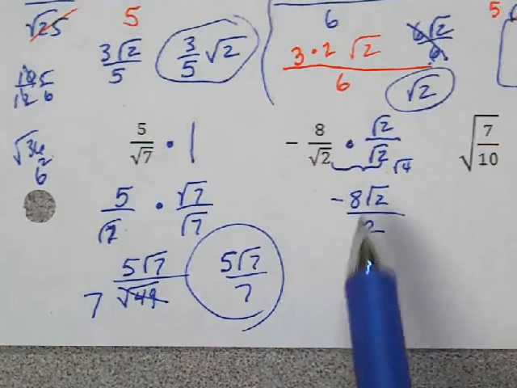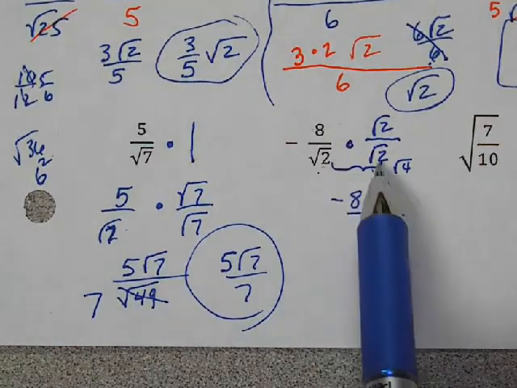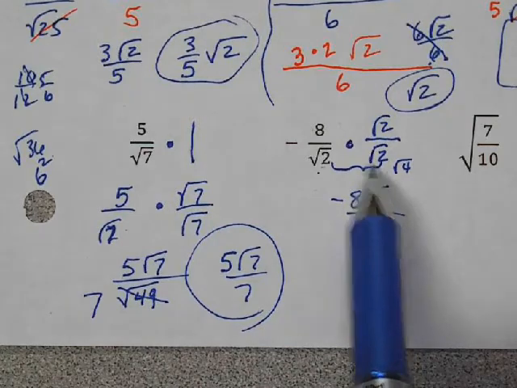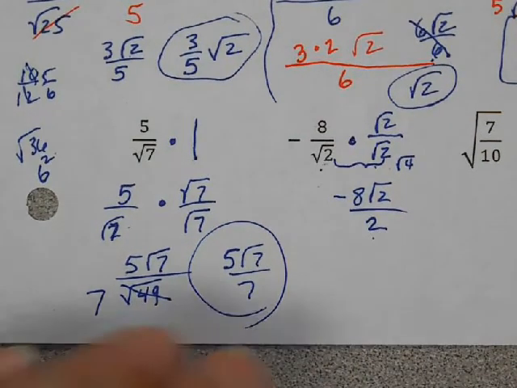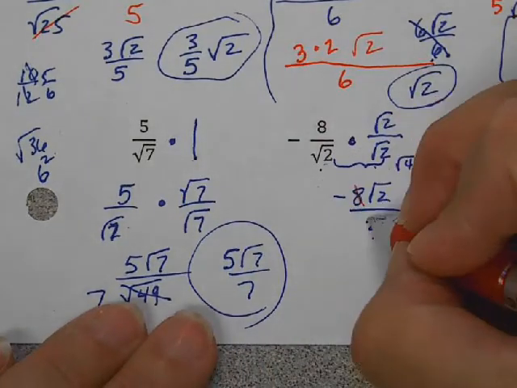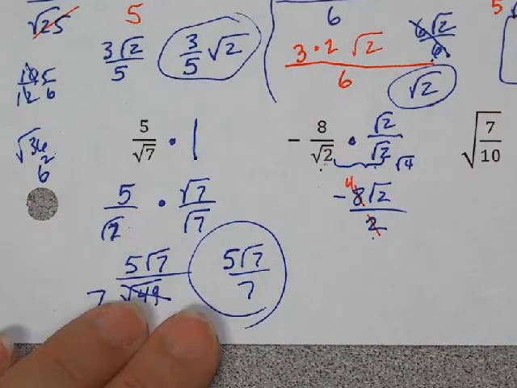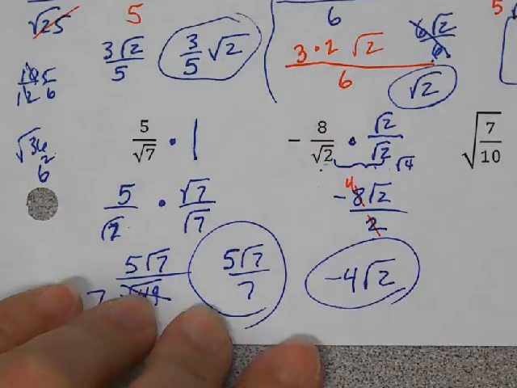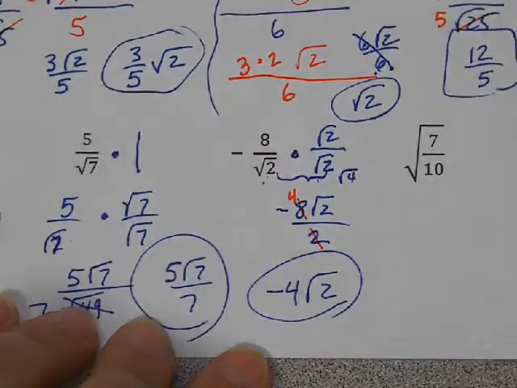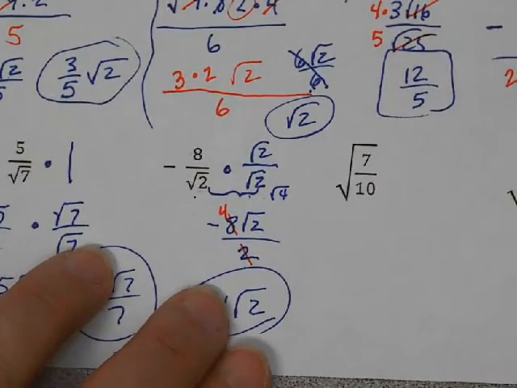So what happens is when you do this, when you multiply a number times itself, it's just going to give you that number without the radical sign. And now this one will reduce and go to 4. So my answer would be negative 4 square root 2. This is called rationalizing the denominator because you're getting the radical out of the denominator.